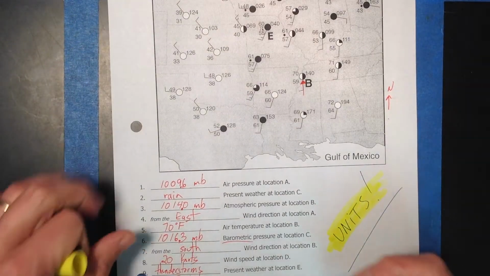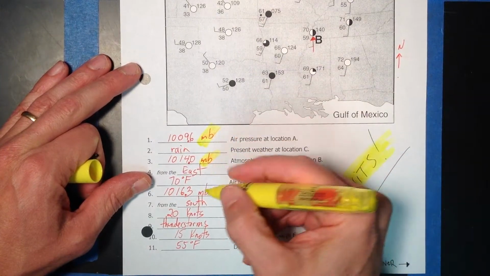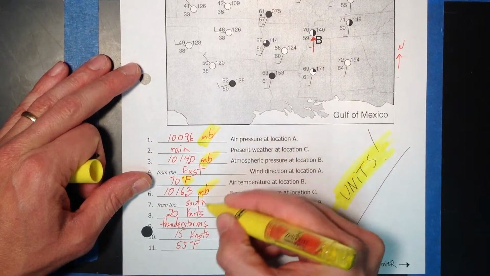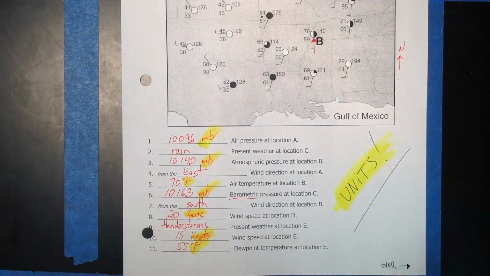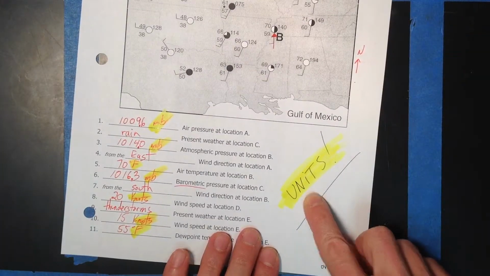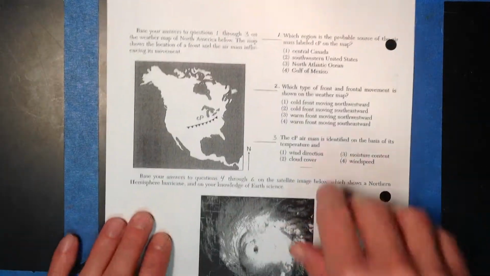Ladies and gentlemen, I'm going to say this. You must have these units on there for them to be right. If they're not, do not be marking them right, they just have to have it on there. Okay? On the back, here we go. On the back, it looks like this.